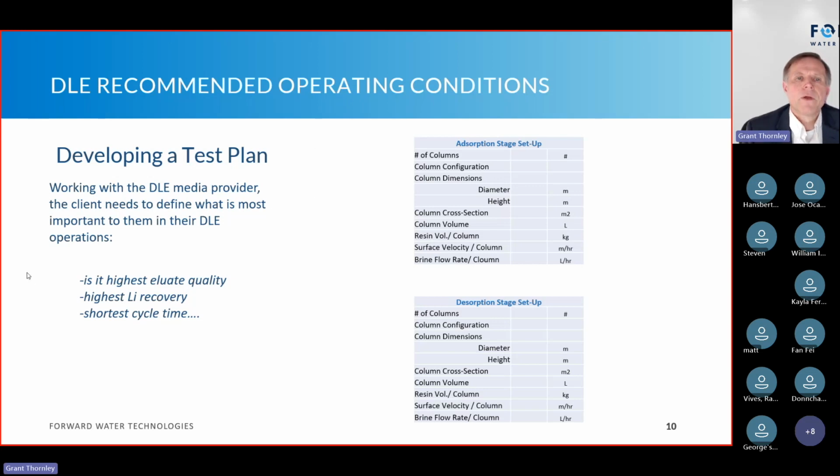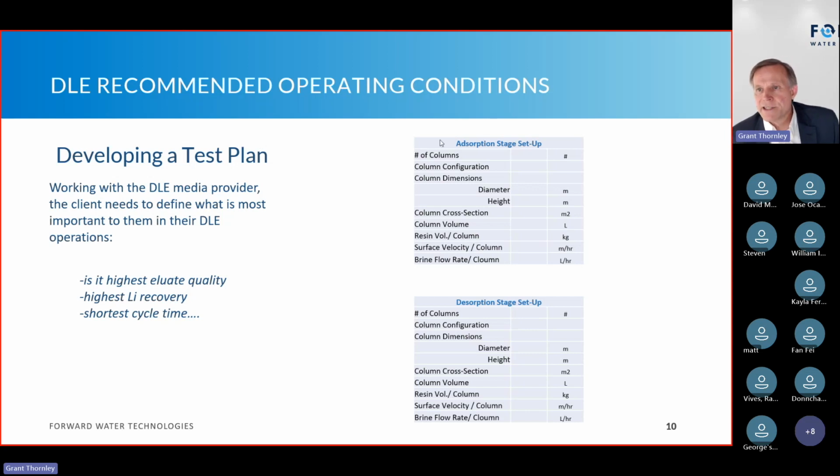So I've selected my media supplier. I kind of know what my objectives are, and I'm all ready to start doing my testing. Well, the first thing we've got to do is develop a test plan. Again, different DLE medias will operate differently. So a test plan is essentially, first thing I'm going to do is look at, I'm going to design it through the lens of, well, what's important to me. Is it eluate quality? Is it lithium recovery? Is it cycle time? And you're going to work with the DLE media provider on developing that test plan.